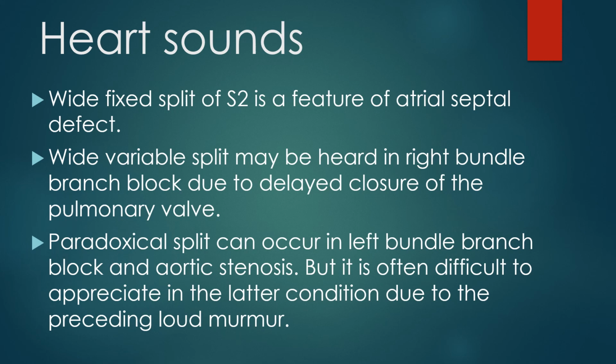Wide variable split may be heard in right bundle branch block due to delayed closure of the pulmonary valve. Paradoxical split can occur in left bundle branch block and aortic stenosis, but it is often difficult to appreciate in aortic stenosis due to the loud preceding murmur.